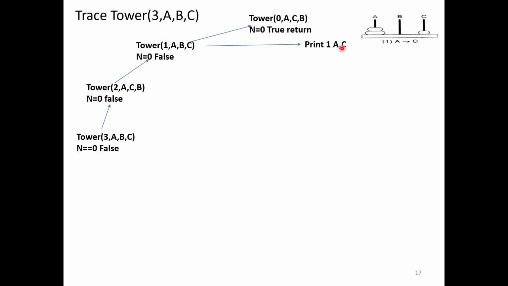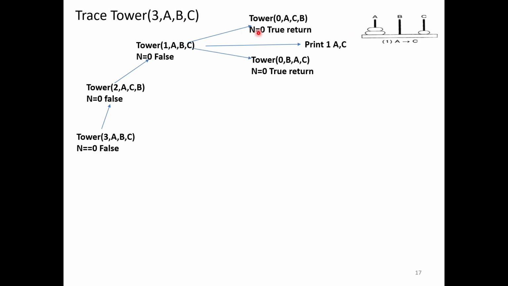1 A C. That means disk number 1, the top, the smallest one, moved from A to C. So it is taken from here, kept over here. So one disk is moved. Still, you can see these are in the proper order and this is moved.